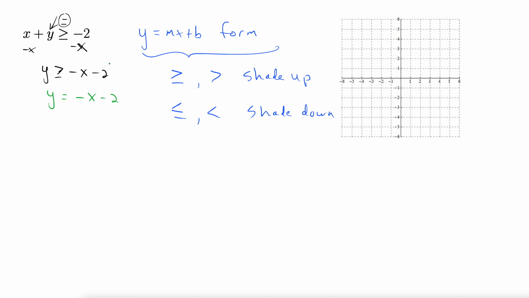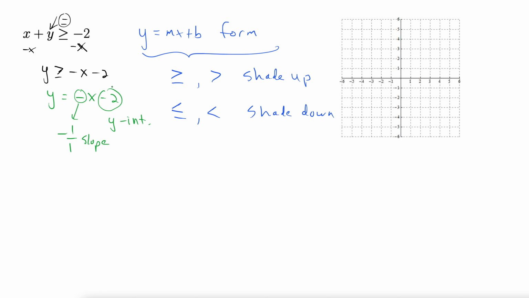Now, for this line, we have our negative 2 here. This is the y-intercept. Remember, this is y equals mx plus b form. This last number here is the y-intercept. And then we have just a negative here, which is really a negative 1. So negative 1 over 1 is the slope. And anytime you have a slope of 1 or negative 1, your line is a perfect diagonal.